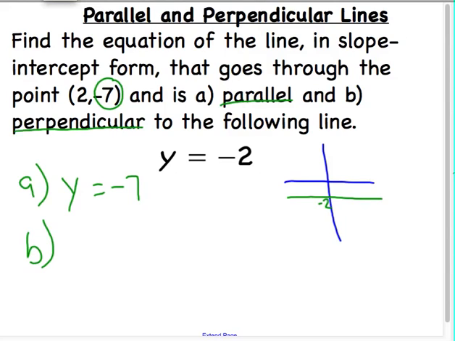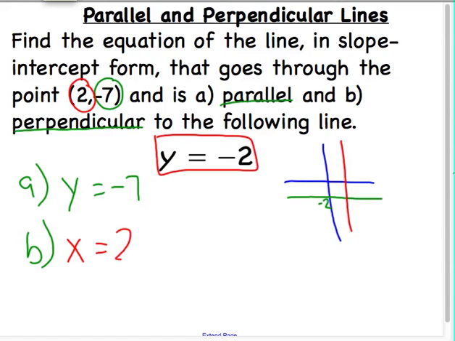The other one is perpendicular. And just as an example, we are still using this horizontal line. Guess what type of line will be perpendicular to a horizontal line? It is a vertical line. So since I know the answer is a vertical line, I'm going to have x equals, and I need to figure out what number x goes through, and that's given in the specific point, so it's 2.